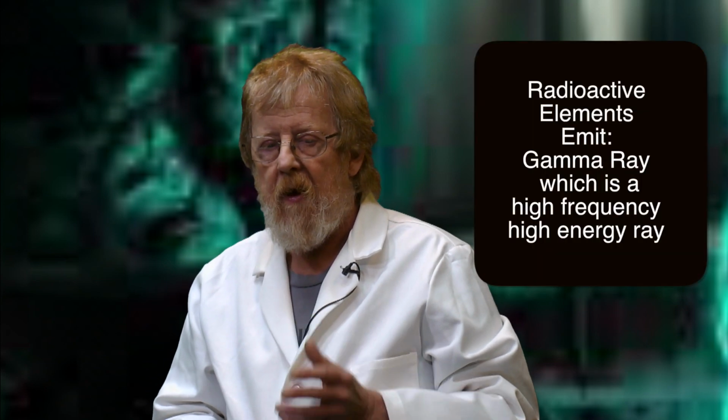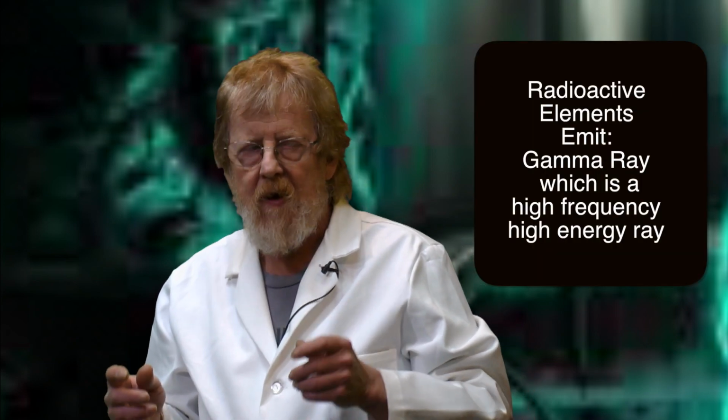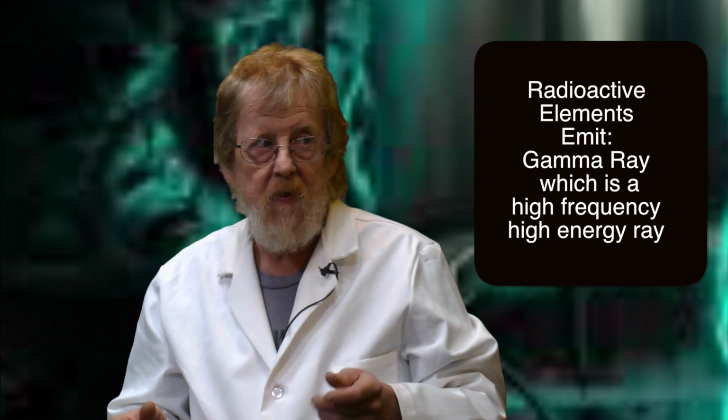Then the third one, and this is the real nasty one. You don't want to get near this one at all. It's not a particle, it's a ray. It is a high-frequency, high-energy ray, akin to an X-ray, but even worse than an X-ray. It's called a gamma ray. A gamma ray can go through every part of the body without stopping. Everything. And it can cause genetic mutation as a result of its travel through the body. So the gamma ray is the worst one out of the 3.